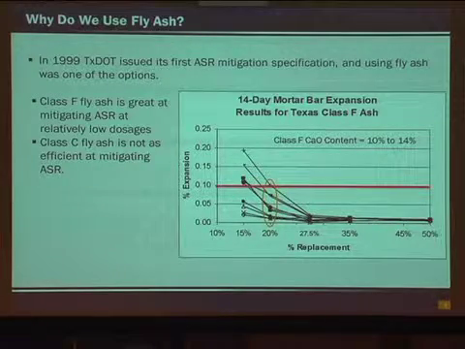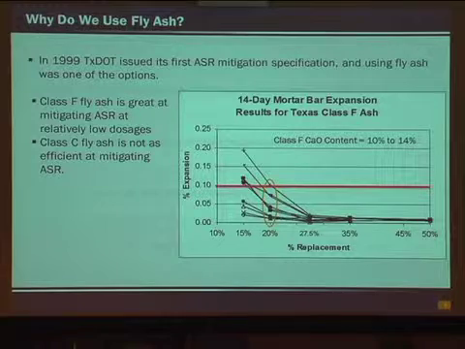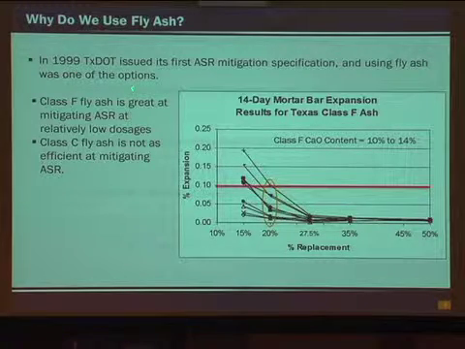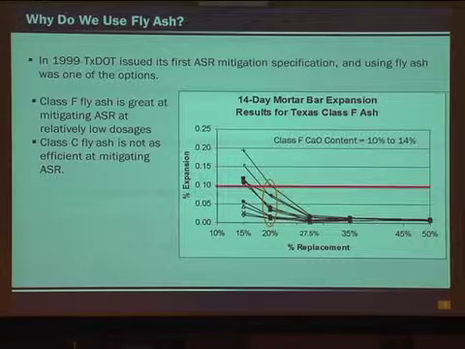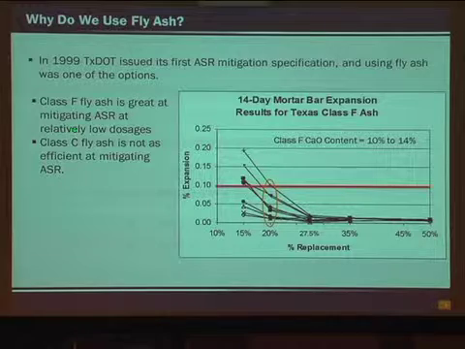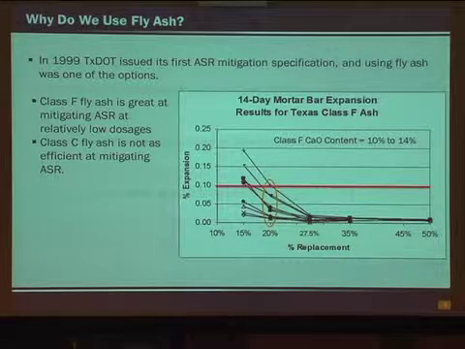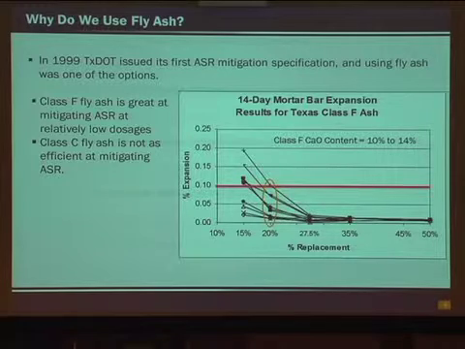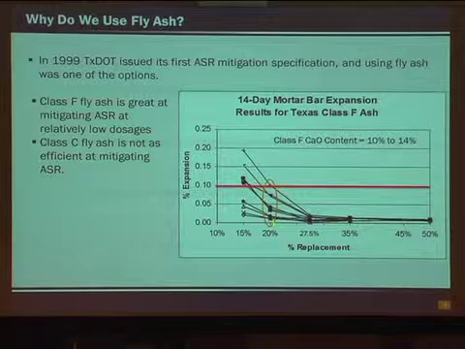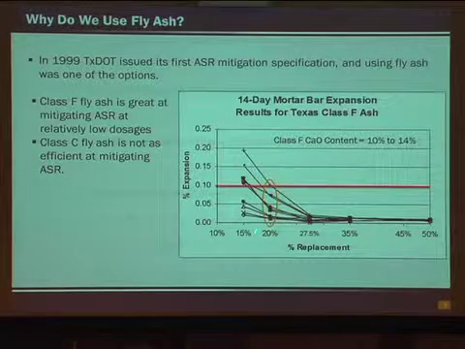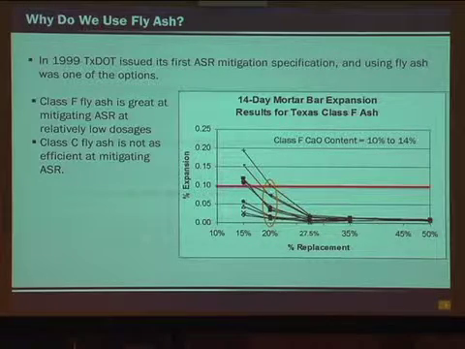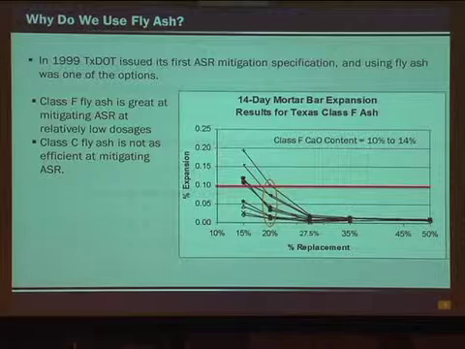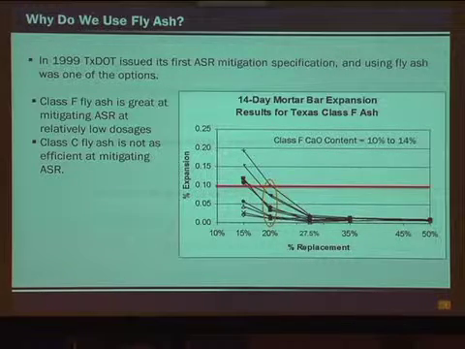In 1999, TxDOT issued its first ASR specification, and fly ash was one of the options. Class F fly ash, I should say, was the main option to mitigate ASR. Class F fly ash is great at mitigating ASR at relatively low dosages. Class C fly ash, however, is not as efficient. You could do it, but it takes a lot of Class C fly ash to get you there. If anyone's curious where the 20% limit in the specification came from, here's some test data showing that 0.1 expansion limit, and then 20% of our F fly ash in Texas, and that's what we get. So that's where that 20% limit comes from.